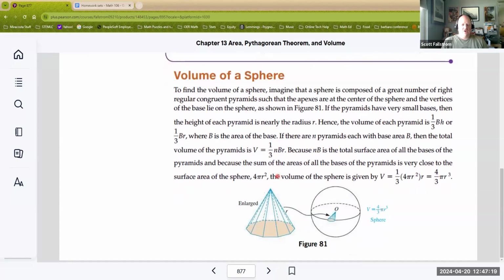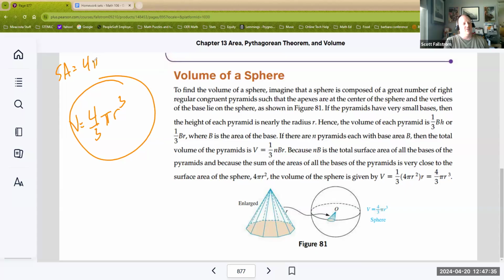All right, last piece. Volume of a sphere. The volume of a sphere is 4/3 pi r cubed. Right? So there we are. Now remember the surface, this is the volume. The surface area was 4 pi r squared.